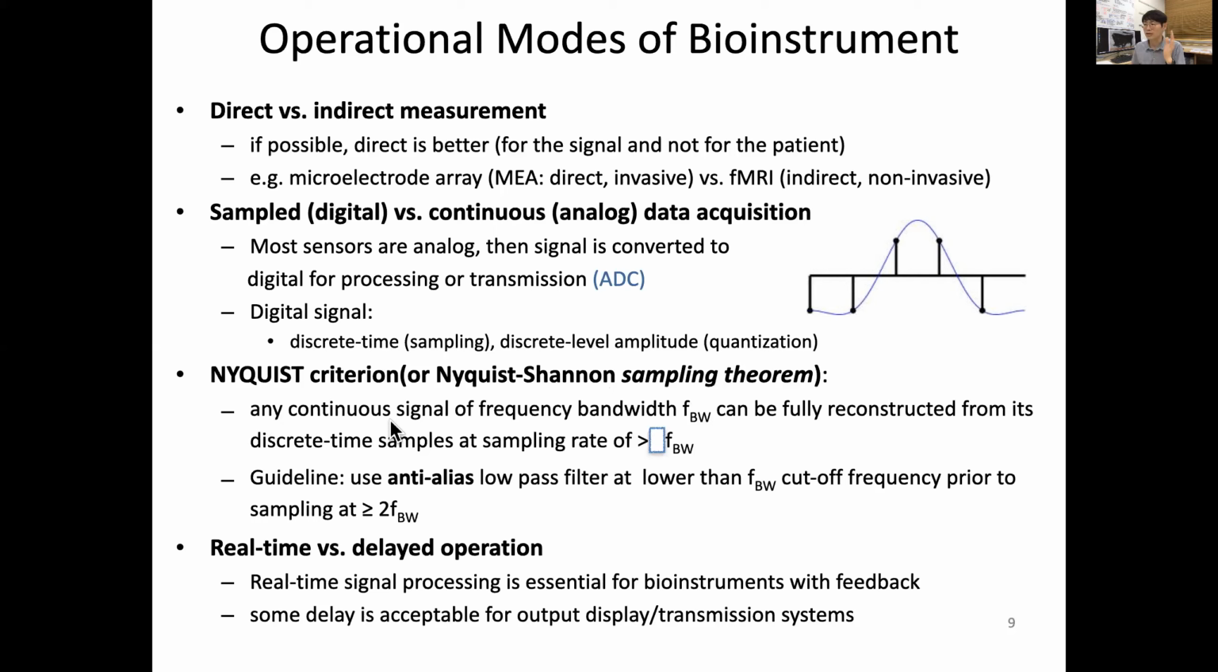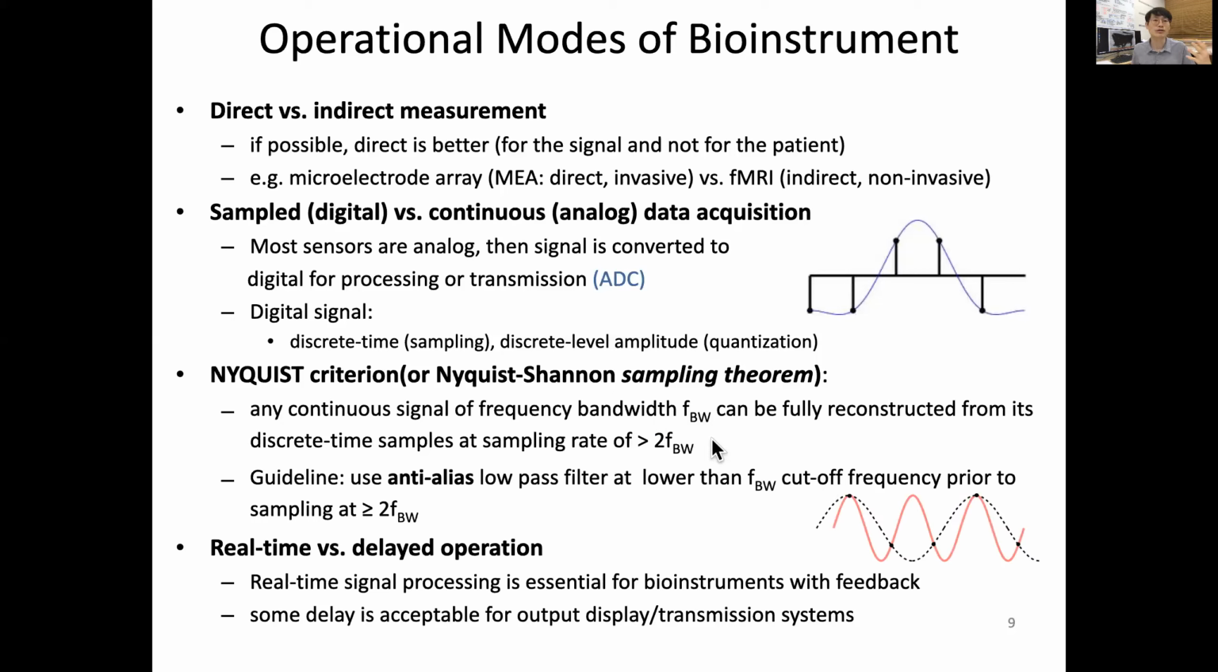So any continuous signal of frequency bandwidth, let's say f sub bw, can be fully reconstructed from its discrete time samples, if we are sampling it with a high enough sampling rate, such as a sampling rate higher than or the same as twice the bandwidth. So this is the kind of the point. Let me give you another picture over here.